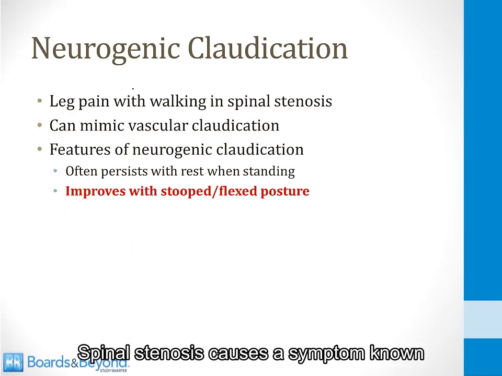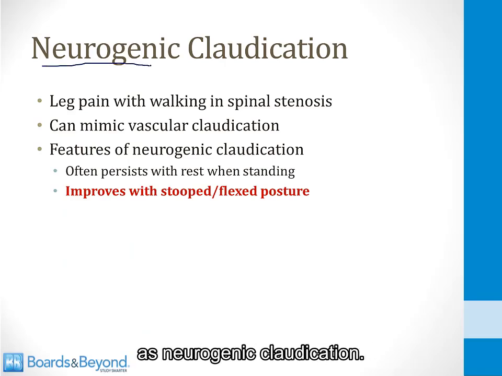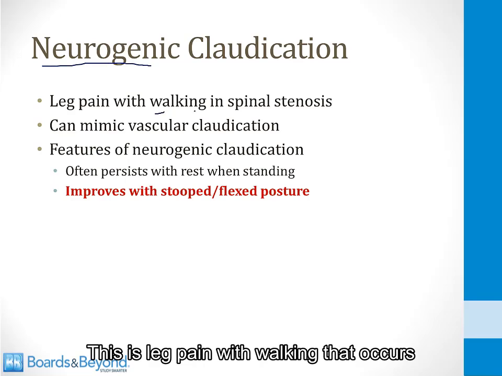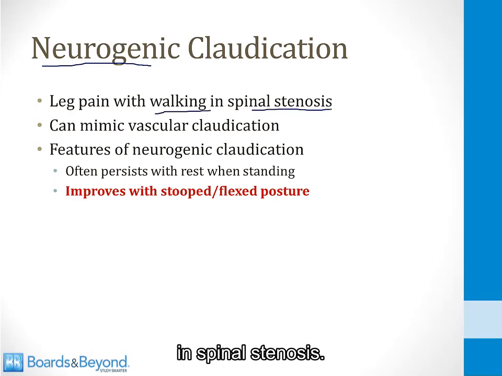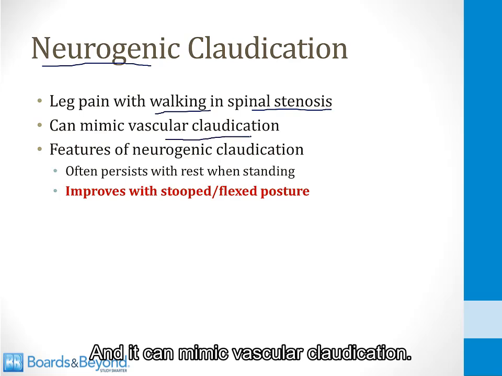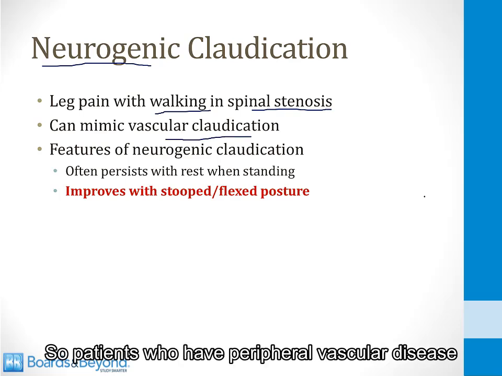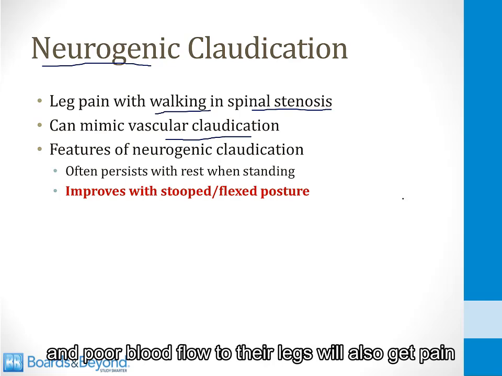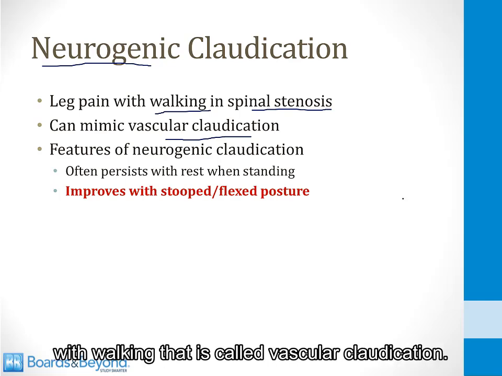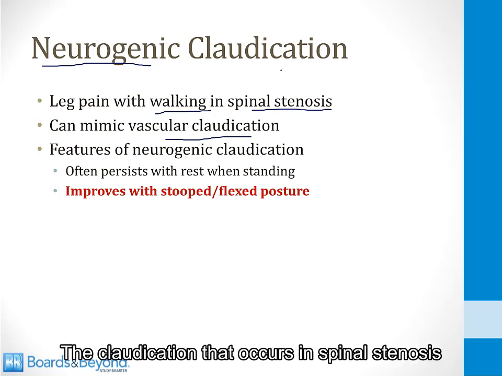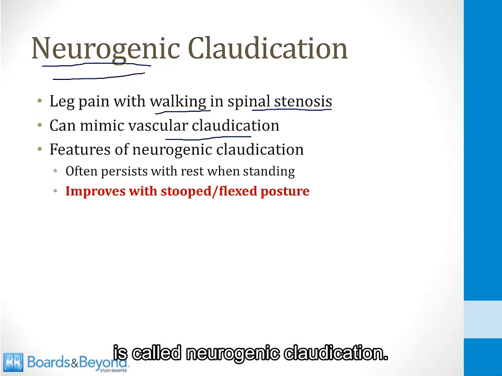Spinal stenosis causes a symptom known as neurogenic claudication. This is leg pain with walking that occurs in spinal stenosis, and it can mimic vascular claudication. So patients who have peripheral vascular disease and poor blood flow to their legs will also get pain with walking. That is called vascular claudication. The claudication that occurs in spinal stenosis is called neurogenic claudication.